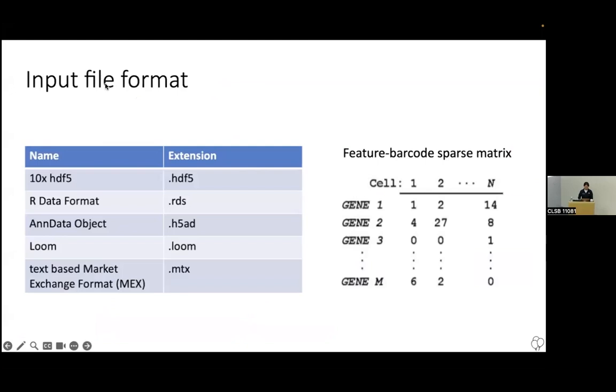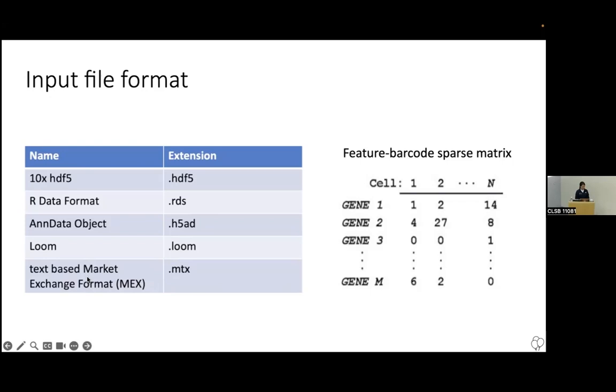I'm gonna introduce briefly all of the input file formats that are common for Seurat analysis. There's the HDF5 file, which is from Cell Ranger. That's the most common one you use for Seurat analysis. There's also RDS file and h5ad data object. That's usually used for Scanpy and Python, but you can also convert it for Seurat analysis. There's also Loom. Loom is basically an HDF5 file, but they have additional row and column attributes.